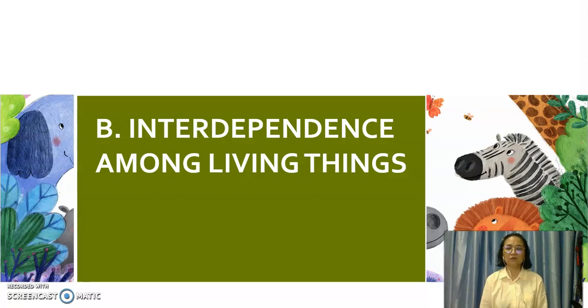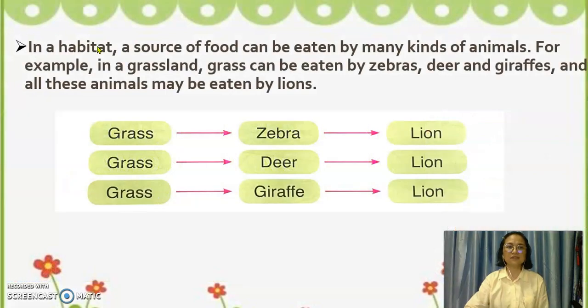In this video, we're going to learn about interdependence among living things. In a habitat, a source of food can be eaten by many kinds of animals. For example, in a grassland, grass can be eaten by zebras, deer, and giraffe, and all of these animals may be eaten by lions.